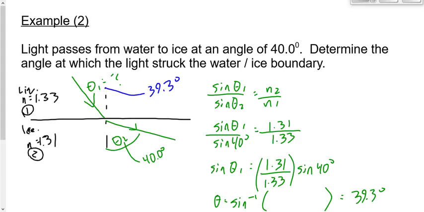And the angle will go from 39.3 to 40, which is up. So when n goes down like it did here, v goes up, lambda goes up, and theta goes up. That's how I knew when I was drawing this out to draw theta 2 bigger than theta 1. I knew it was going to be bigger because n was smaller. Make sense? Okay.